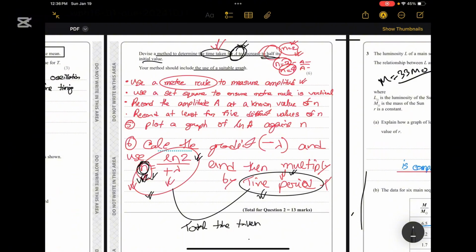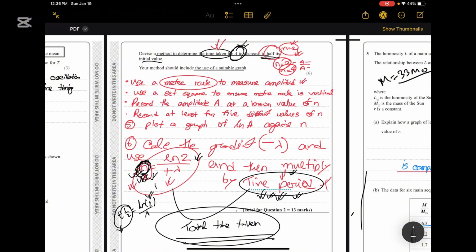Now to find the total time for this to happen, we multiply n by the time period. The time period is the time it takes for one full oscillation. So multiplying the time for one full oscillation by the number of oscillations gives us the total time taken. And this n is from the half-life formula, ln 2 by lambda, because at half-life that is the number of oscillations. That's why we have used the half-life formula for n, nothing else.